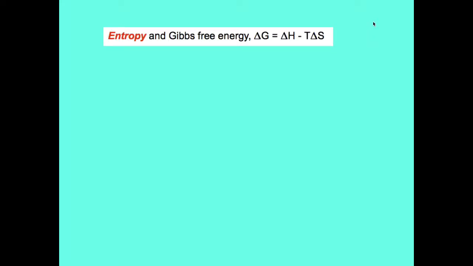Entropy and Gibbs free energy. Now we've said so far that for a process to be spontaneous or feasible, the total entropy change, delta S tot, must be positive. Well, Gibbs free energy is a mirror image of that. So for a process to be considered thermodynamically feasible, delta G must be negative.